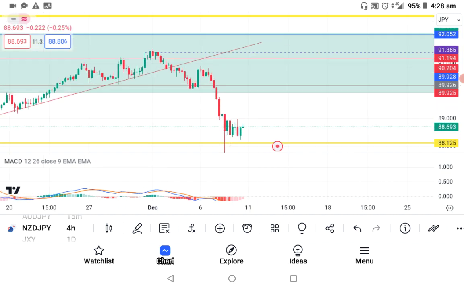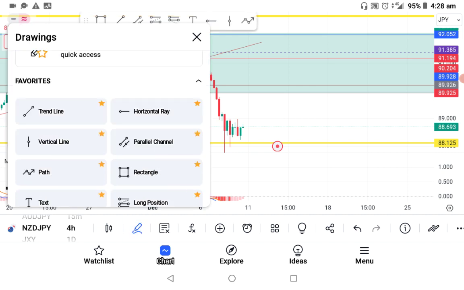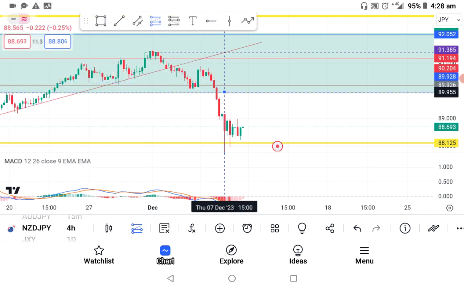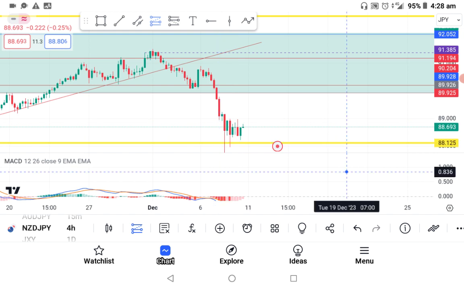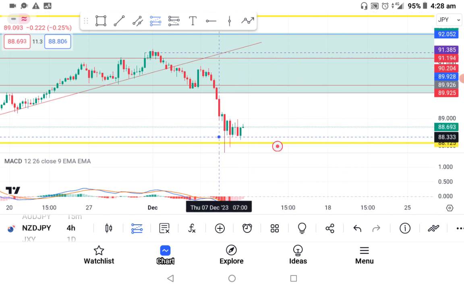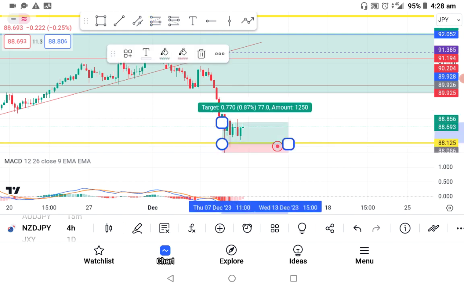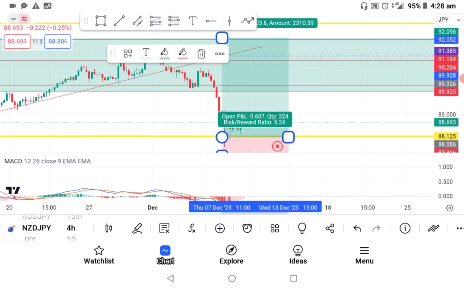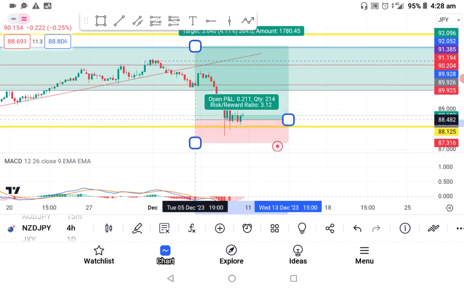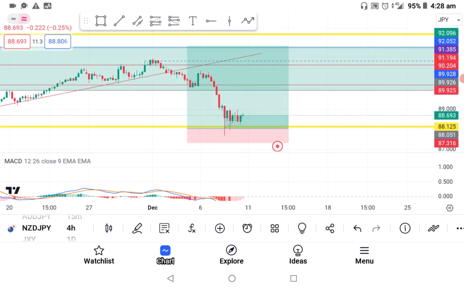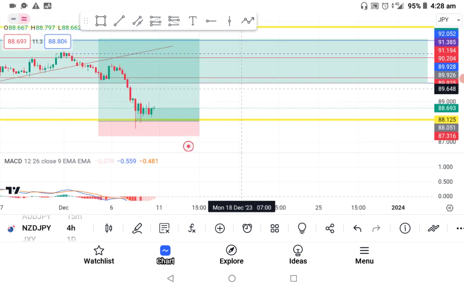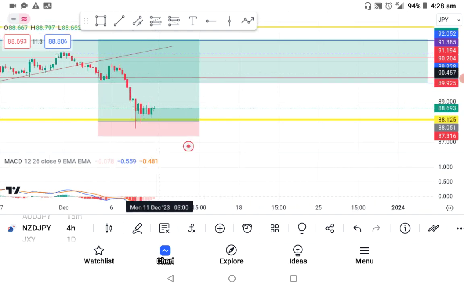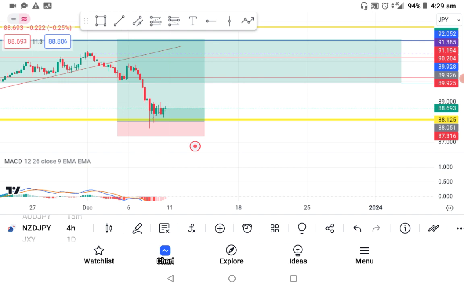Should see something like this. Should have something like this. So next week we know we are buying around here till here. So New Zealand, Japanese yen is a buy next week. So now to the next pair.